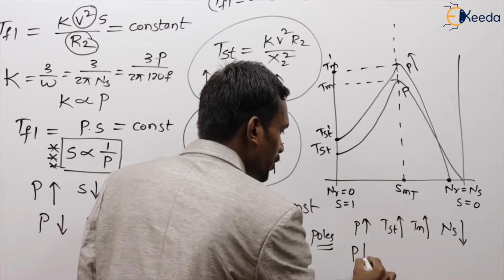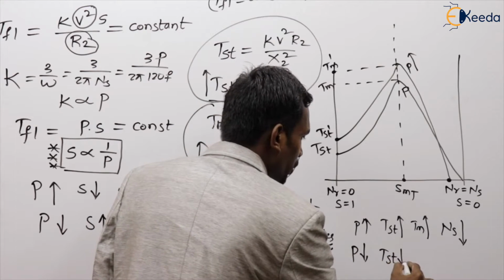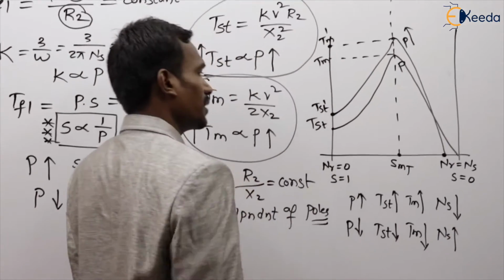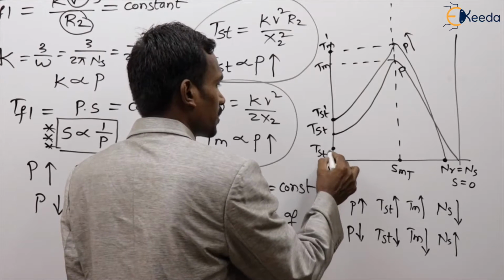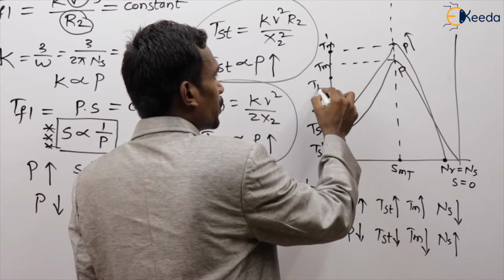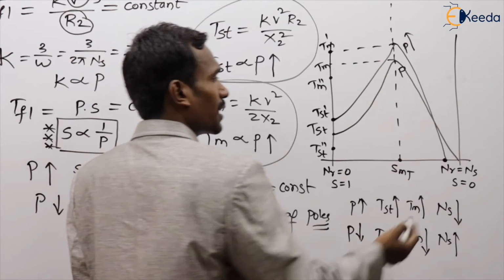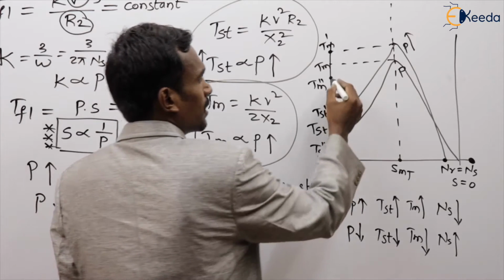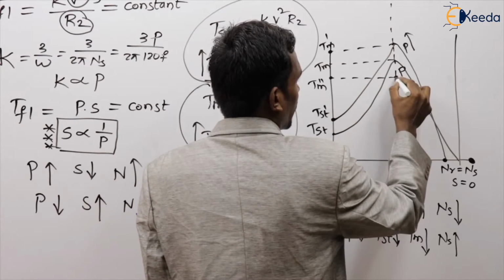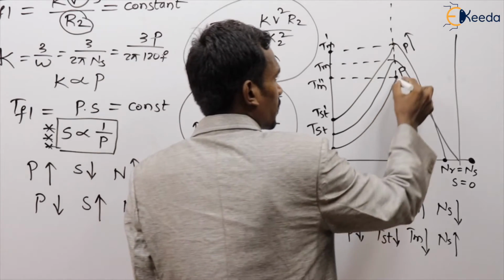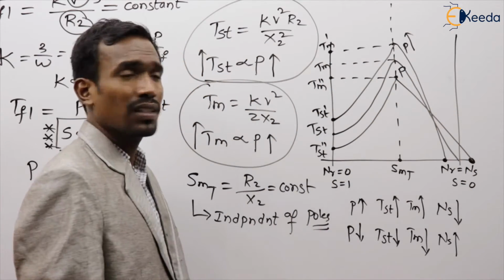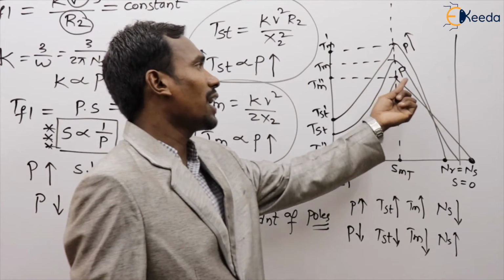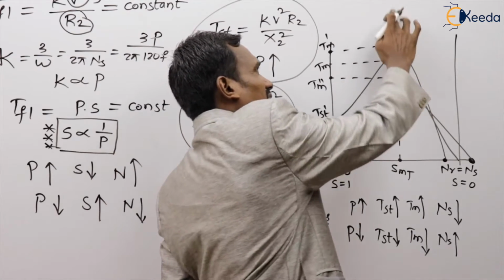If the number of poles reduces, starting torque reduces, maximum torque reduces, and synchronous speed increases. So the maximum torque occurs here, but SMT is constant. The curve is like this. This is with a reduced number of poles. Reduced poles, normal poles, increased poles. So finally these are the curves.